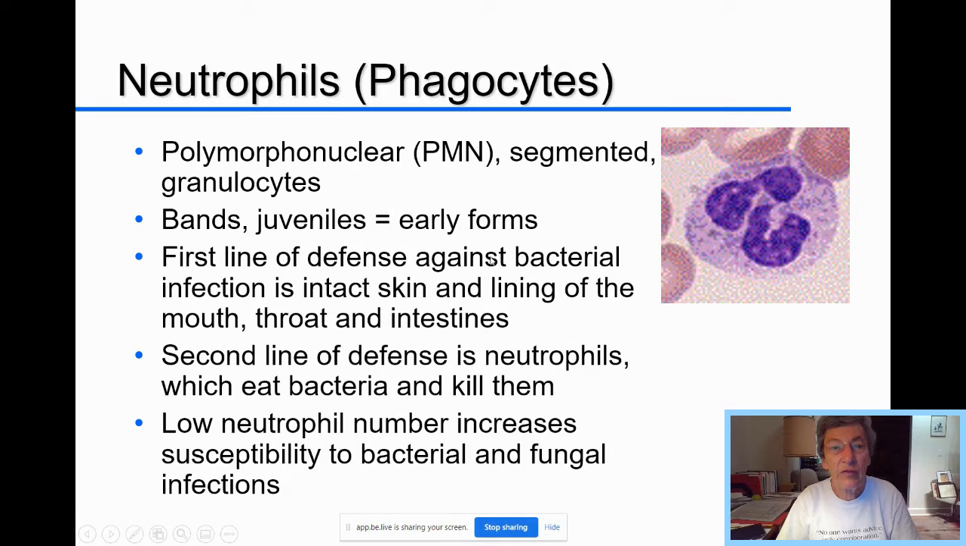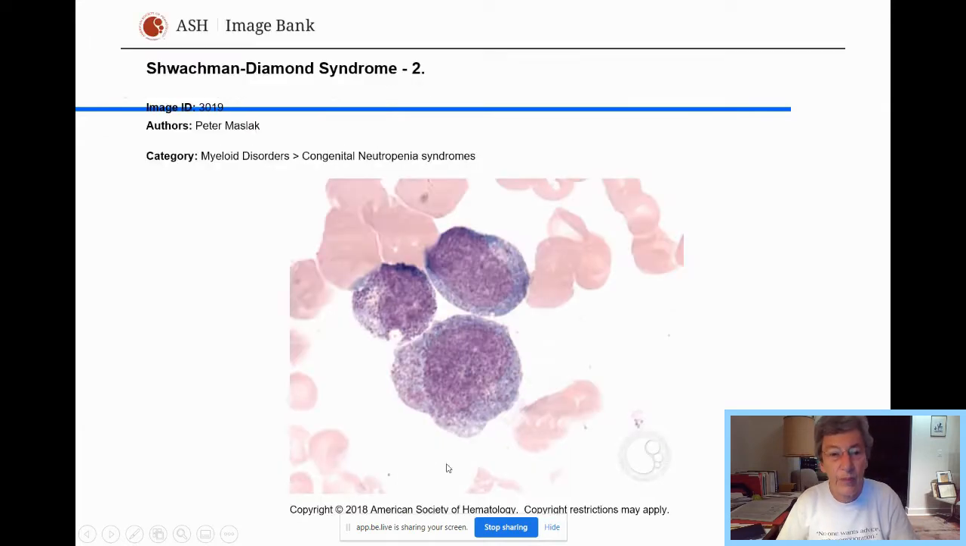The first line of defense against a bacterial infection is intact skin and lining of the mouth, throat, and intestines. The second line is shown here, the neutrophils, which eat bacteria and kill them, and low neutrophil number will increase susceptibility to bacterial and fungal infections. This is taken from the American Society of Hematology image bank, and it's their view of Shwachman-Diamond Syndrome or neutropenia. Basically, it's almost a three-dimensional picture with little granules of all the enzymes within the cells.